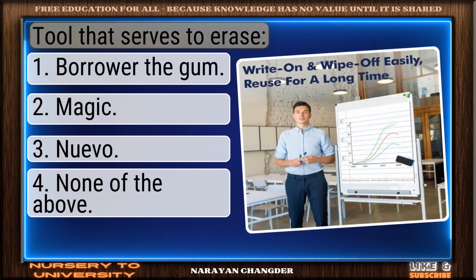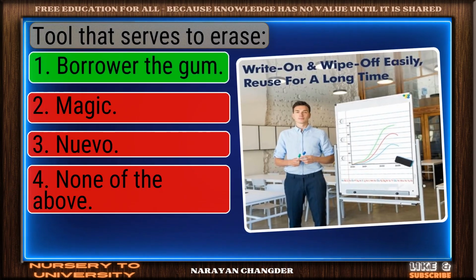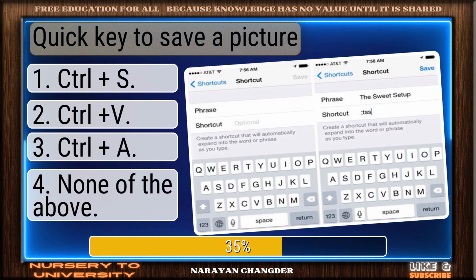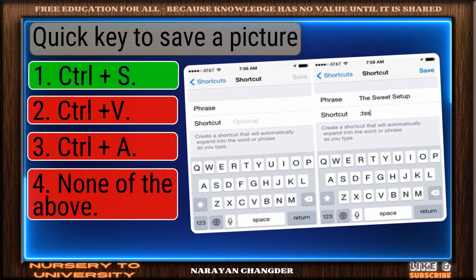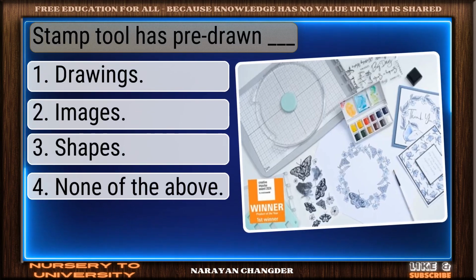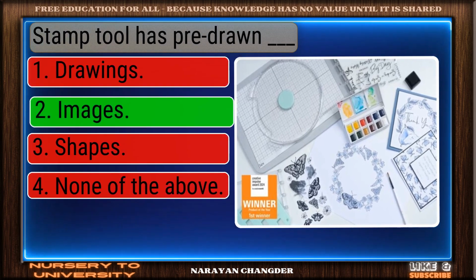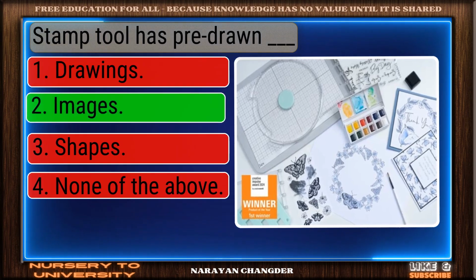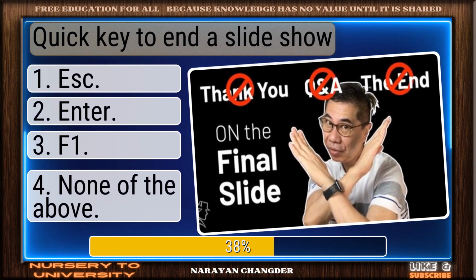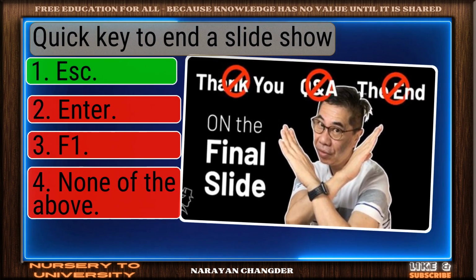Tool that serves to erase. Correct. Rubber, the gum, is spot on. Quick key to save a picture. Bravo. Ctrl plus S is the answer. Stamp tool has pre-drawn dash. Good thinking. Images is right. Quick key to end a slideshow. Smart move. ESC is accurate answer.